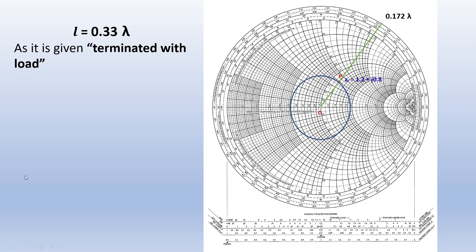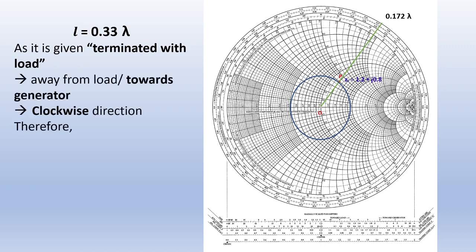Now it is given that the line is terminated with the load in the question. Just refer to the problem again. It is terminated with the load, so we move away from the load, or you can say towards the generator. Towards the generator we need to move in the clockwise direction. Therefore Zin lies at 0.33 lambda distance from the load impedance. So 0.33 added to 0.172 is 0.502 lambda.